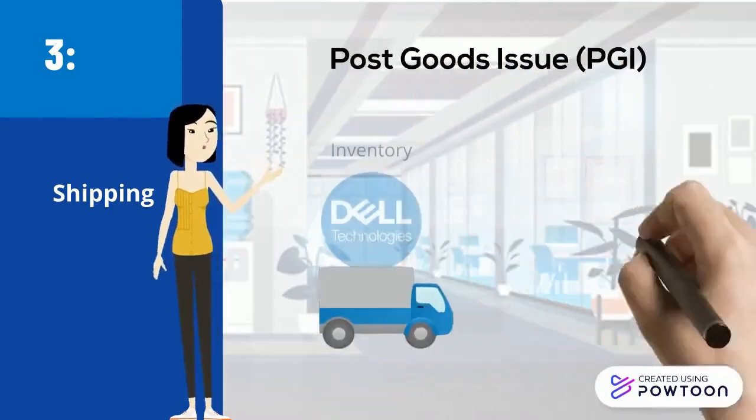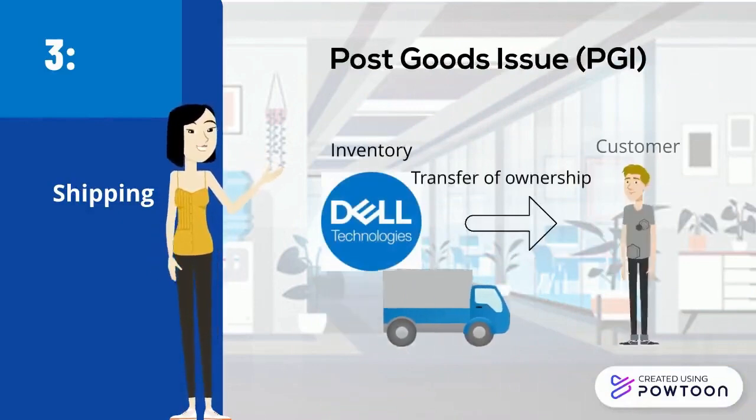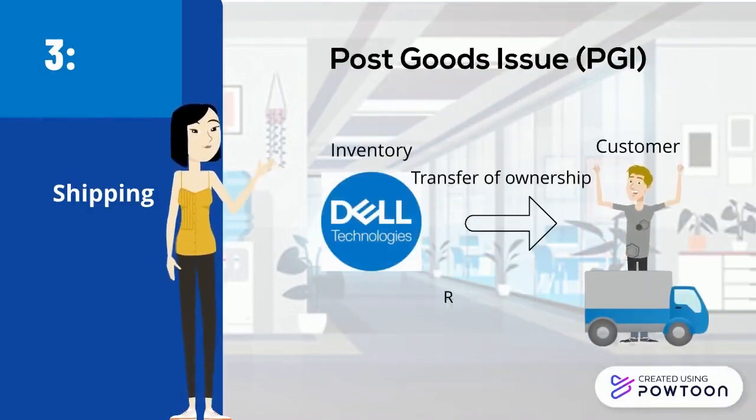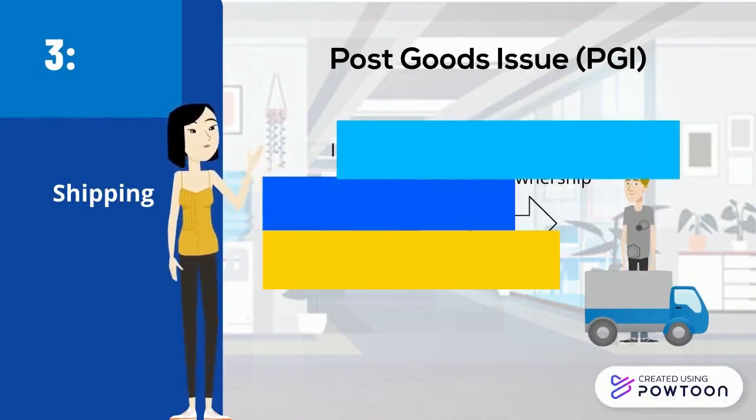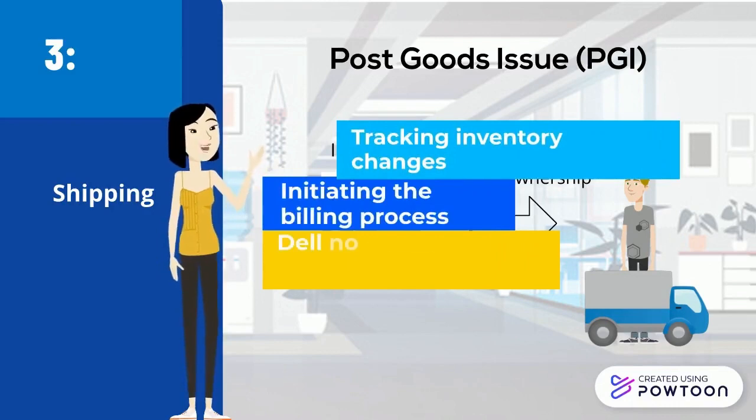Post-goods issue is a critical step that marks the formal transfer of ownership from Dell to the customer. Once the products are packed and ready for dispatch, Dell's system records the issuance of the goods. This documentation is important for tracking inventory changes and initiating the billing process, indicating that the products are no longer part of Dell's inventory.